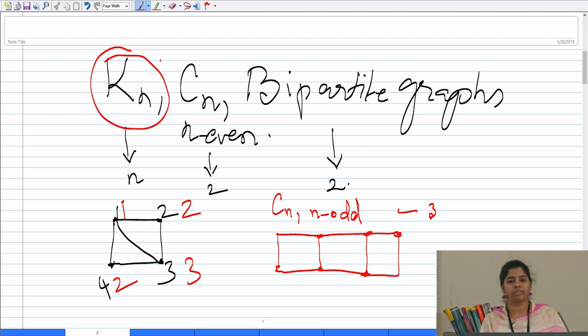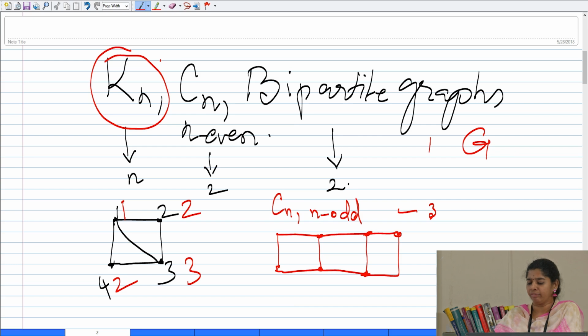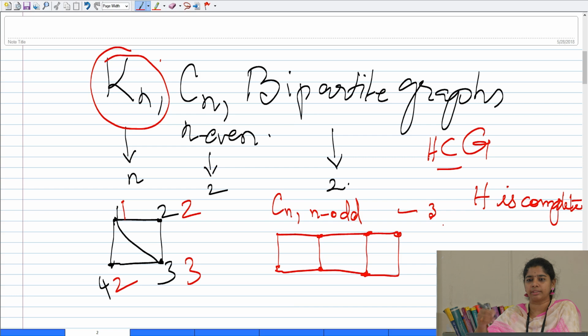So if you look at the one K4 minus e that we have taken, what is a maximal complete subgraph? By maximal complete subgraph, what we mean is, given the graph G, I need to find a subgraph H such that H is going to be complete on whatever vertices H is defined on. So in this example, on the 4 vertices 1, 2, 3, 4 that we have drawn, what is the complete subgraph that we have? Maximal complete subgraph on 3 vertices, right? Only on 3 vertices we have.